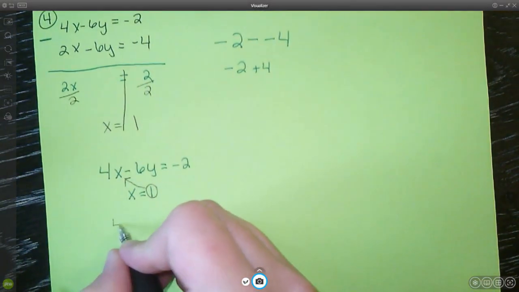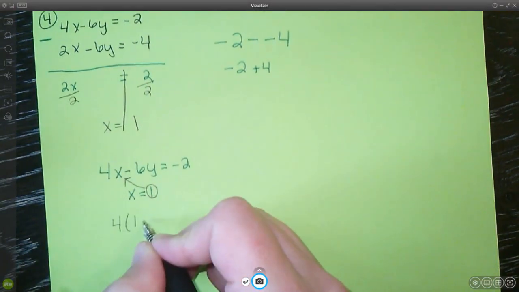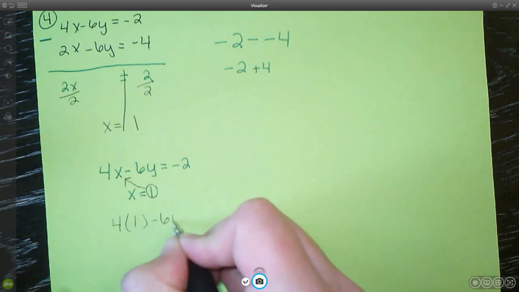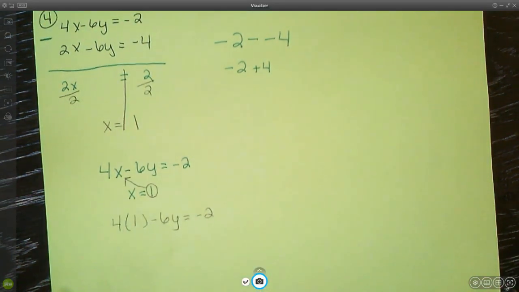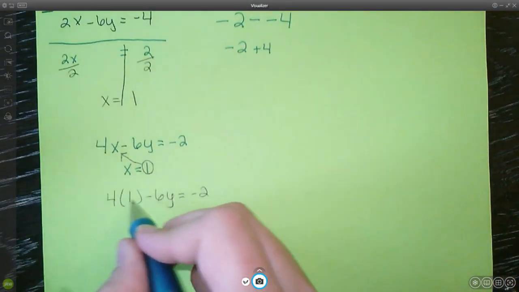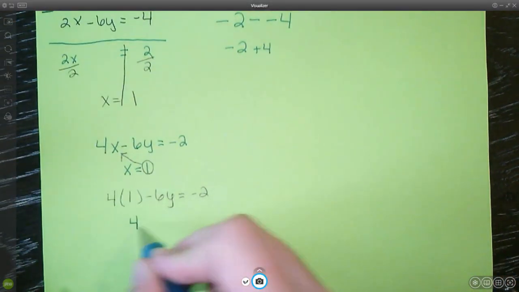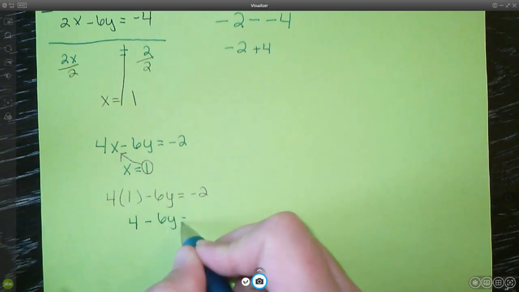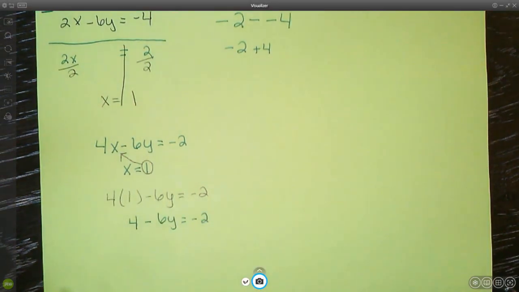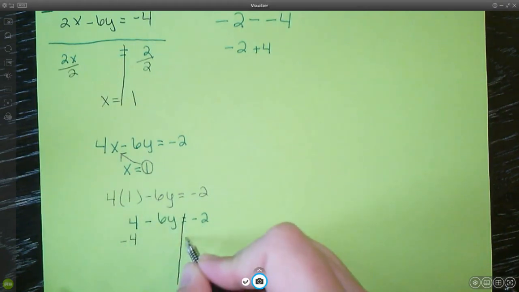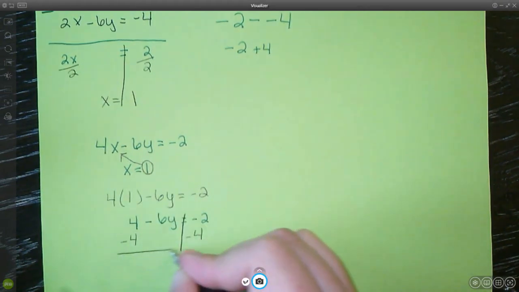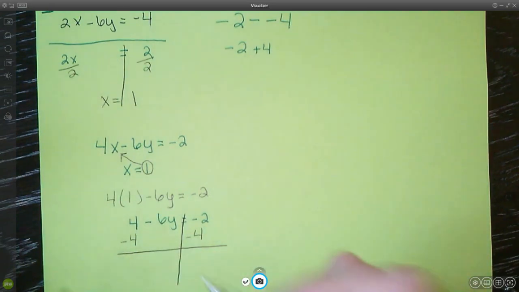So when I rewrite it, you get 4 times 1 minus 6y equals negative 2. So distribute: 4 times 1 is 4 minus 6y equals negative 2. You draw the line. We're going to subtract 4 from both sides. 4 minus 4, that's 0, so those cross out.